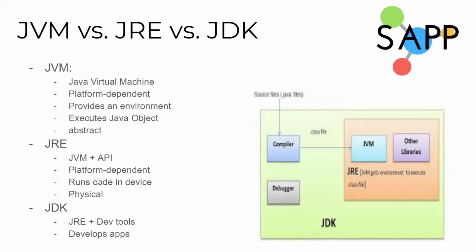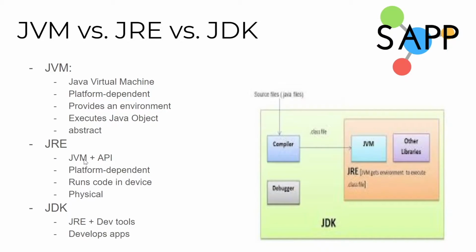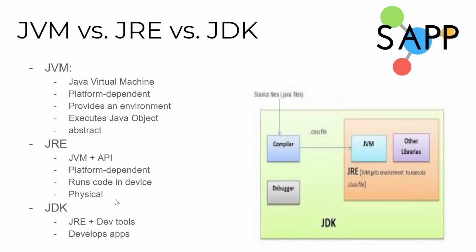Now, this one's also platform dependent, meaning that you need a specific Mac or Windows operating system to run it on. The reason it is platform dependent is because it uses JVM, and because JVM is platform dependent, JRE is platform dependent. Unlike JVM, which only allows you to write the code, JRE allows you to actually run the code in the device, and the JRE is physical. You can actually touch it.